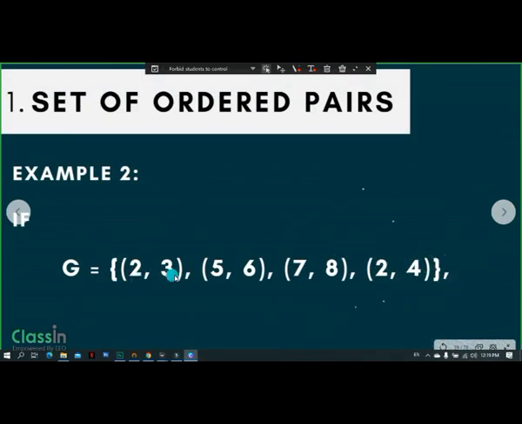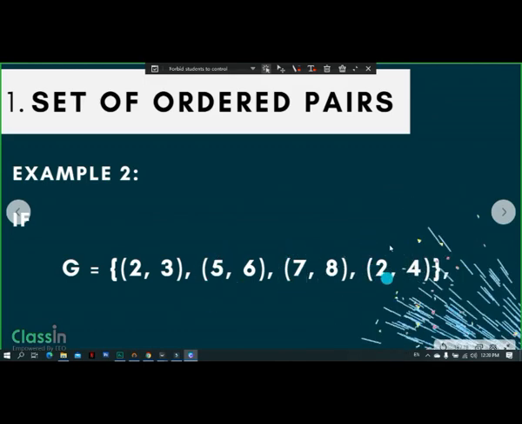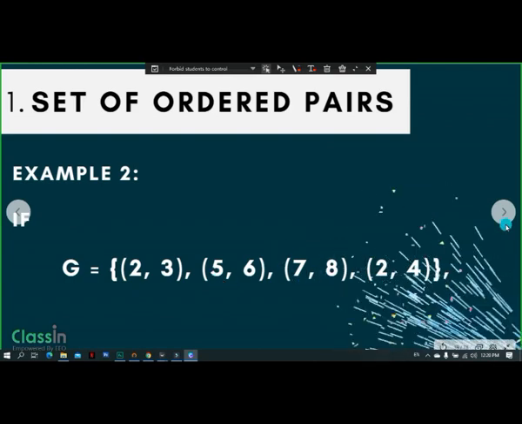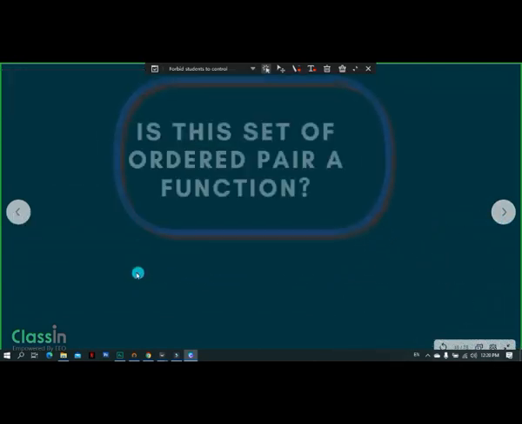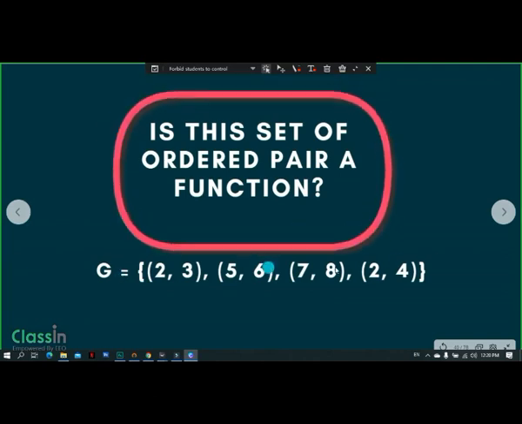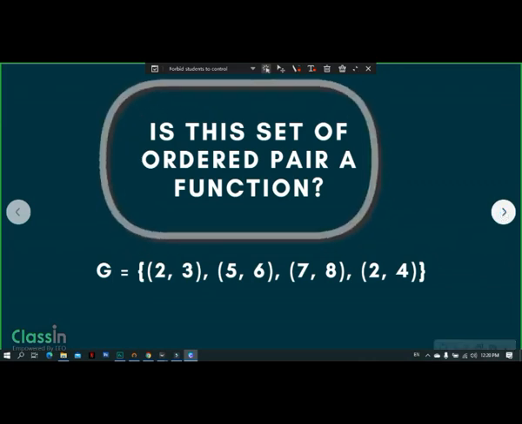Example number 2. We have 2 and 3, 5 and 6, 7 and 8, 2 and 4. Again, i-check lang po natin yung first number ng bawat ordered pair kung may naulit. Dapat po kasi unique ang x. Again, yung first number dapat unique, walang naulit para matawag natin siya as function. So in this example, is this set of ordered pair a function? Again, you have 10 seconds to answer this question. Your timer starts now.